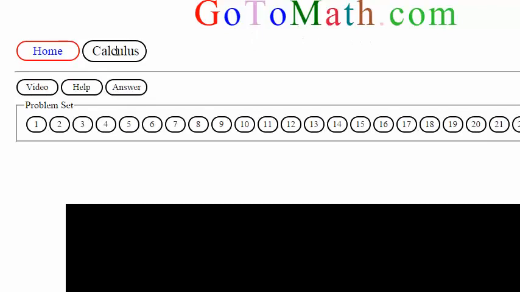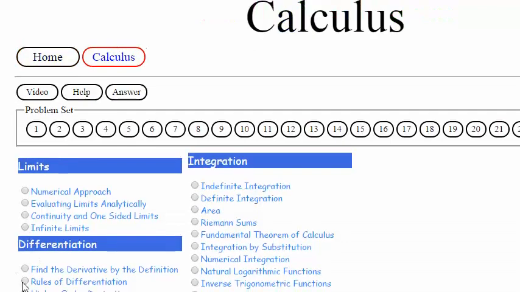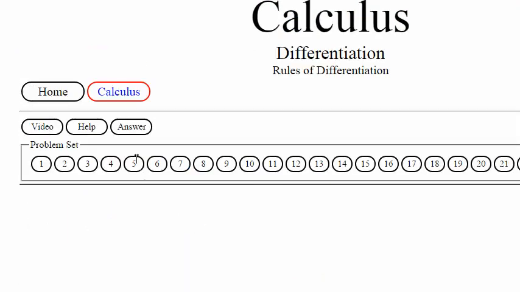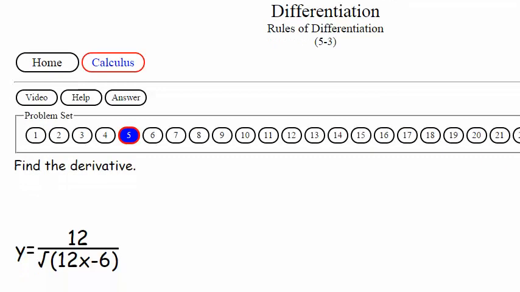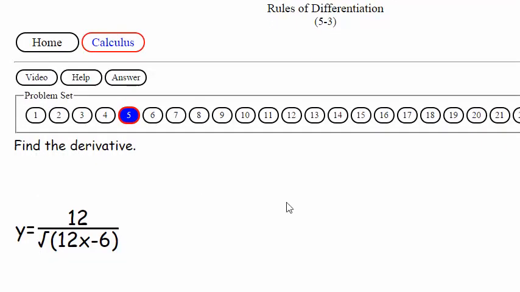We're at gotomath.com working some calculus. Let's go down to Rules of Differentiation, and 5-3 is the one we want to look at. So we're talking about the quotient rule. That's what we're learning on. Let's write this down. I'm going to write it down so I give you time to write it down. We can all write it down and get it down, right?